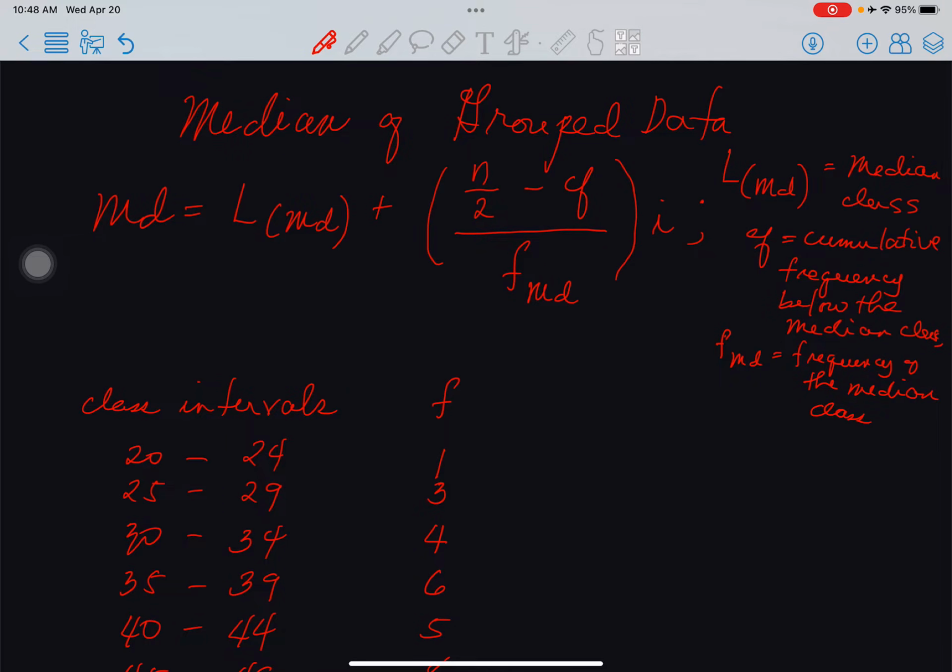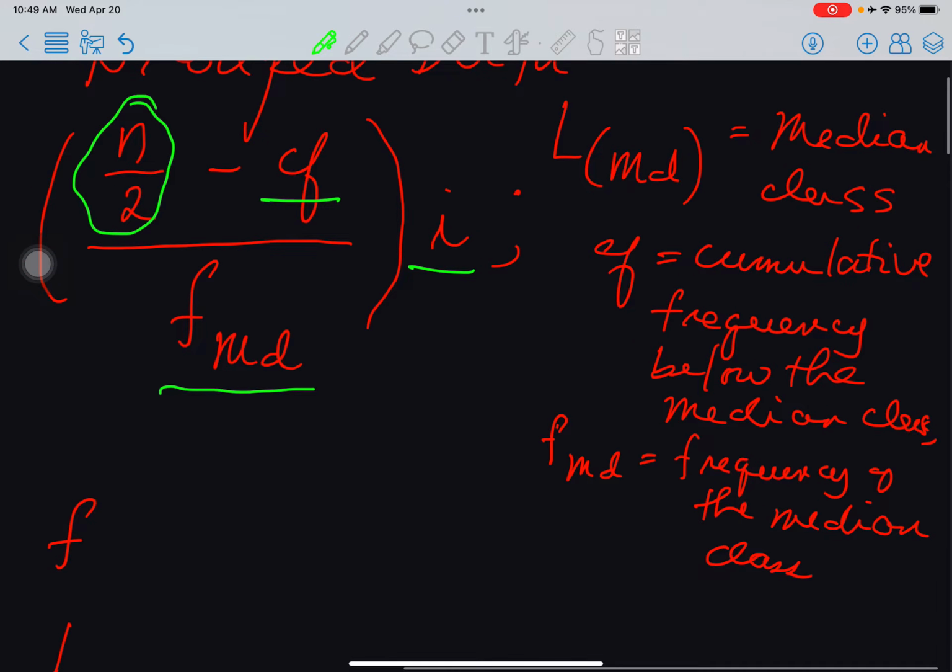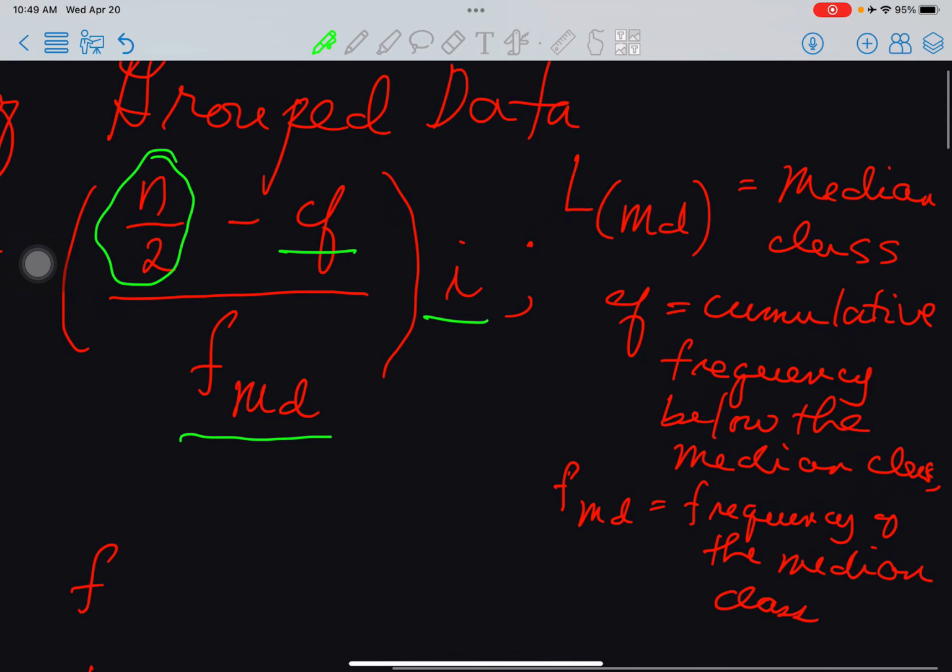So I'll repeat. Here's the formula. We have the exact lower limit of the median class plus half of your total number of cases, which is represented by n over 2, minus your cumulative frequency, that is small letter CF, the cumulative frequency below the median class. Then we have F sub MD, the frequency of the median class, multiplied by our class interval. As you can see, we have the representation of those denotations based on the given formula.